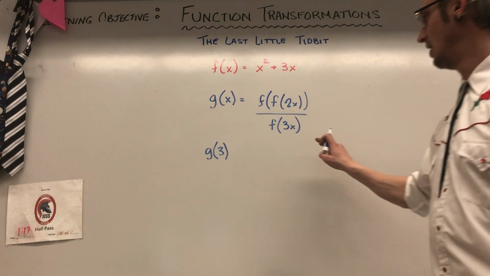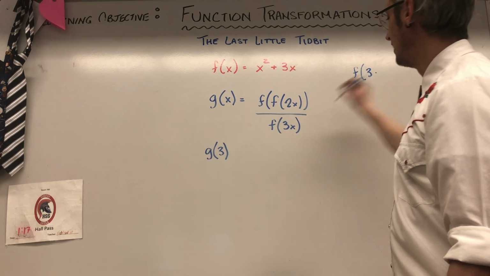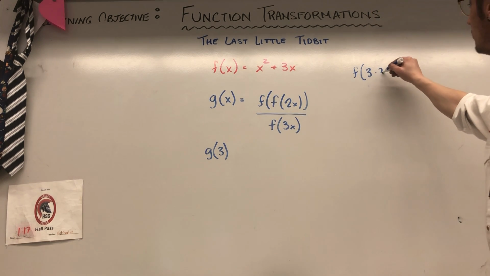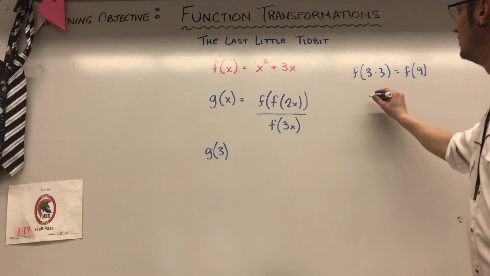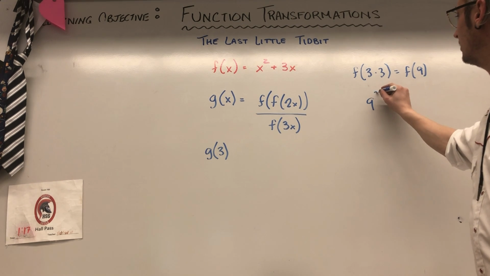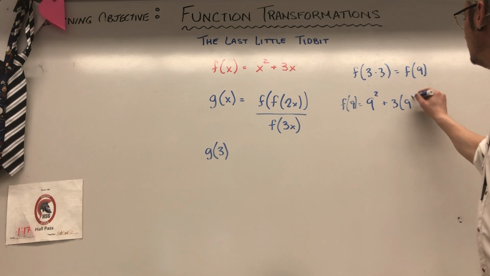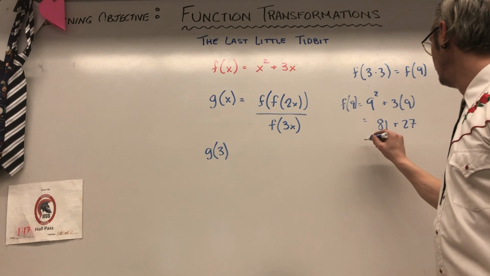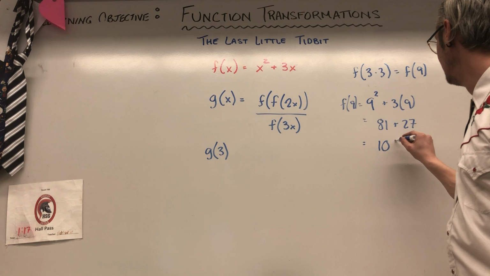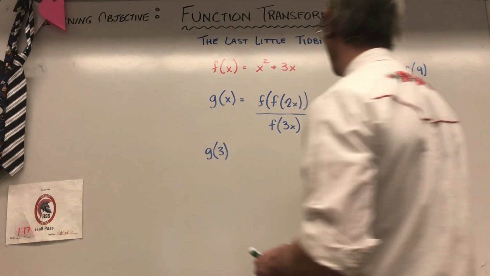So I can solve what f of 3x is, because that is f of 3 times what my x is, 3. So the function value at 9, which is, oh man, a big number, 9 squared plus 3 times 9, which is 81 plus 27, which is 108. So that's what I'm going to put in my denominator.